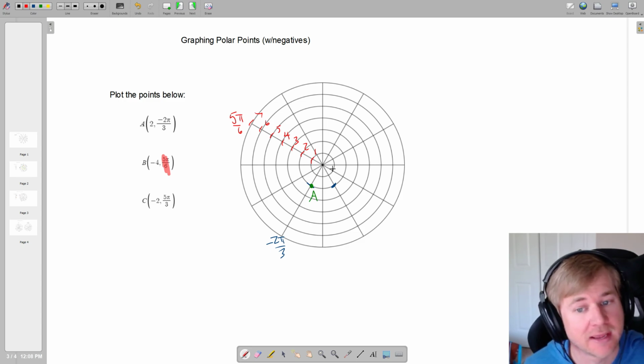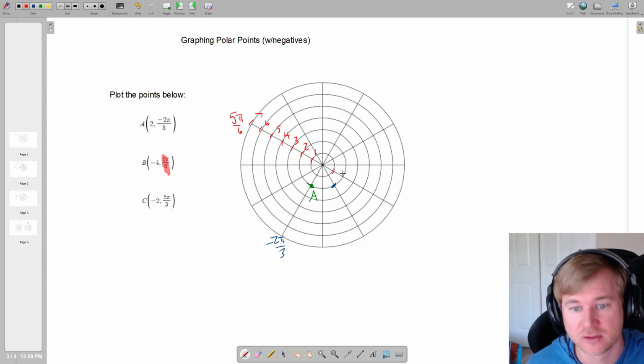This would be 0. This would be -1. This would be -2. This would be -3. And this would be -4, 5 pi over 6. Right there. So that would be point B.